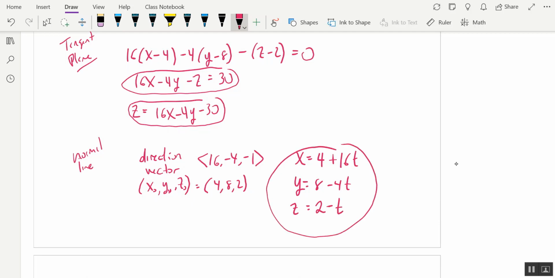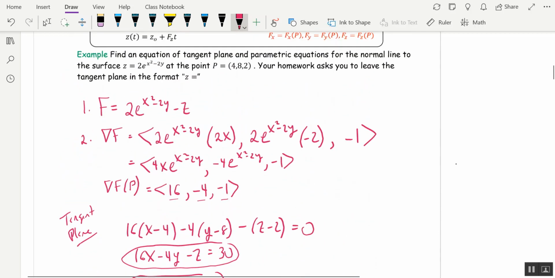And that's it. So it all depends on finding the gradient. But don't forget, when you find the gradient, you need to do it of the correct function. And the correct function is big F. And you find big F by moving all the terms to one side. Okay, and that's the end of what I'm going to do with you.